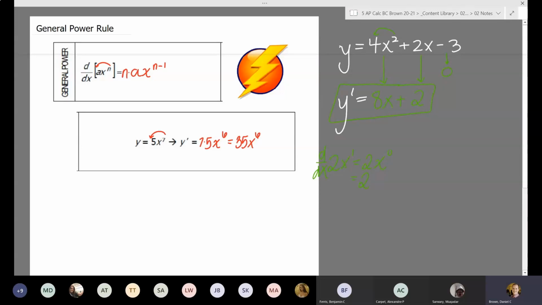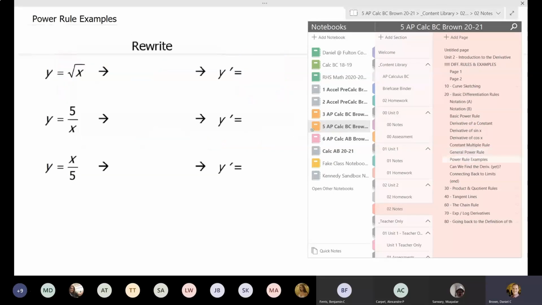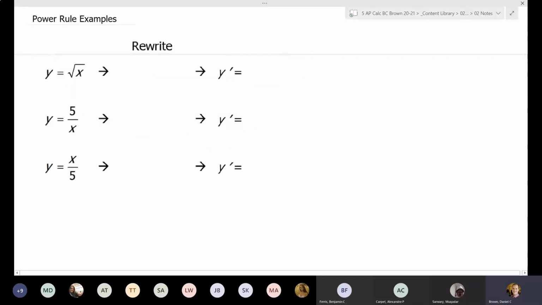For some other examples I have already prepared, oftentimes we have problems that are power rule problems, but we can't do the power rule, or we don't clearly see it's a power rule until we rewrite it. So I have 5 examples here. Some of them you might be able to do without rewriting, but I'll show you what I mean by rewriting. And I just have 2 more slides after this one.